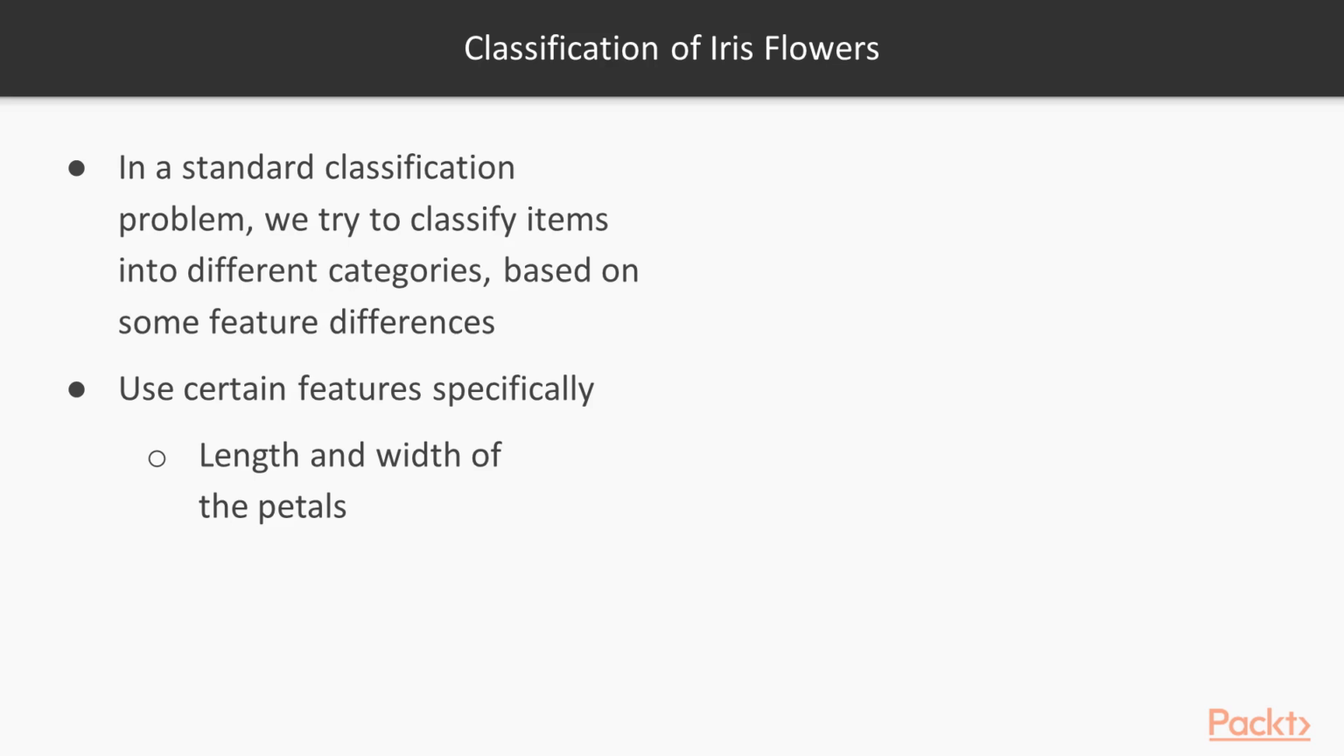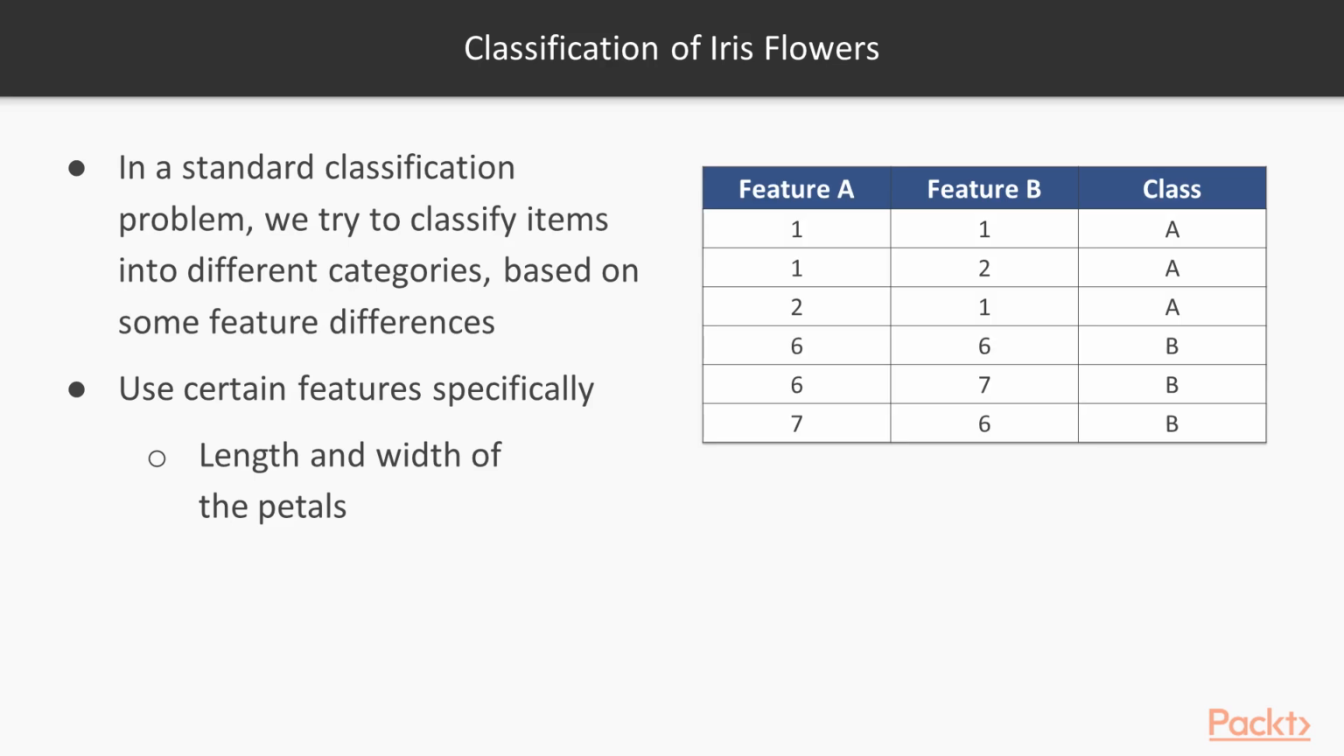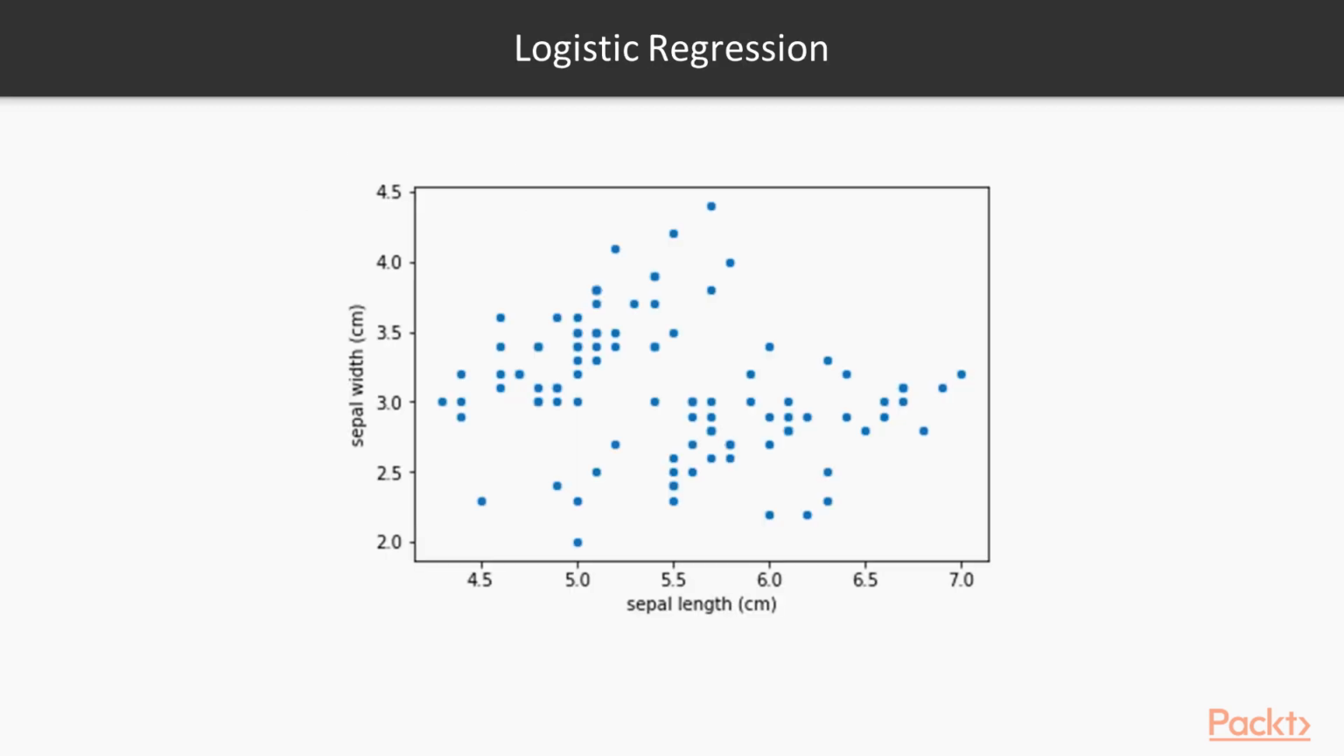Now, because of the nature of the data, we're able to use logistic regression to solve this problem, and an example of the kind of data that we have is shown in the table. So you can have features, in this case, A and B, for example, the length and width of the sepal, and then you have classes. If you go ahead and plot these details on a scatter graph, you'll see something that looks like this.